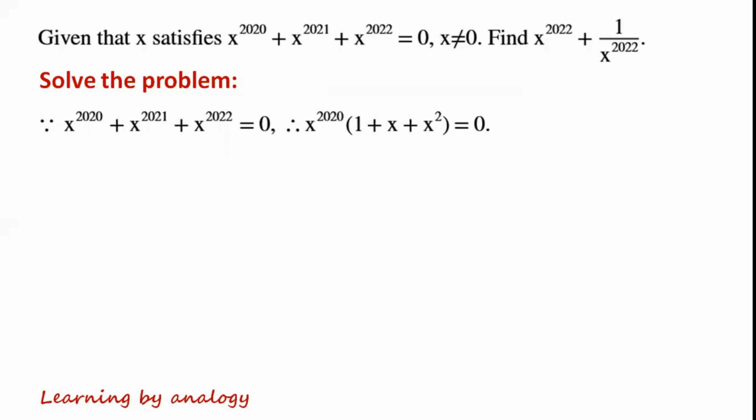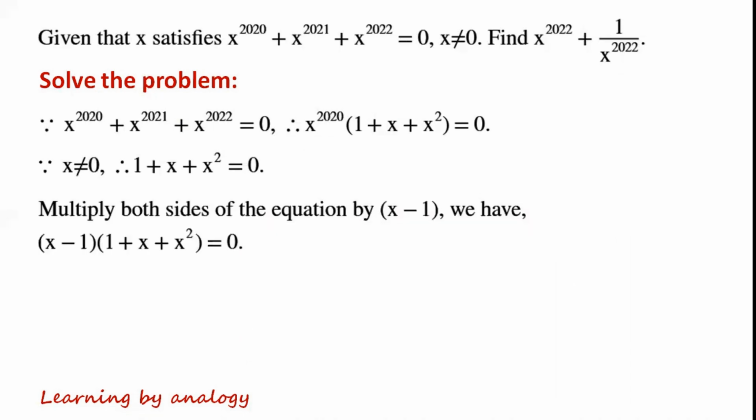2020 times 1 plus x squared equals 0, because x doesn't equal 0. So 1 plus x squared equals 0. As this quadratic equation has no real solutions.